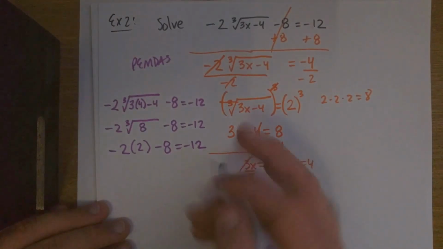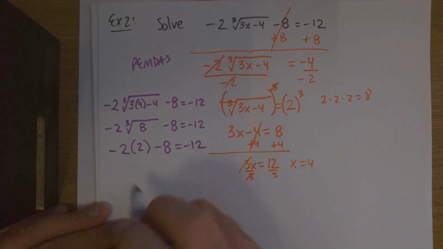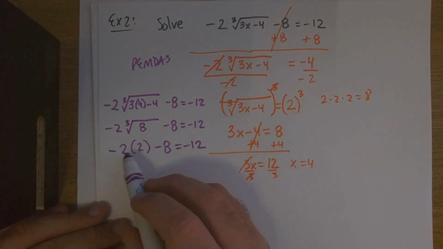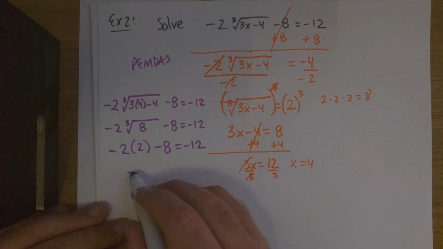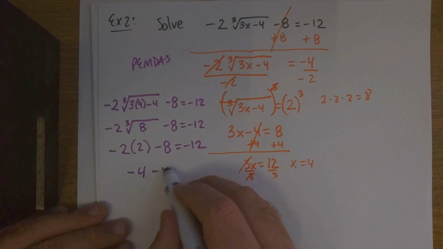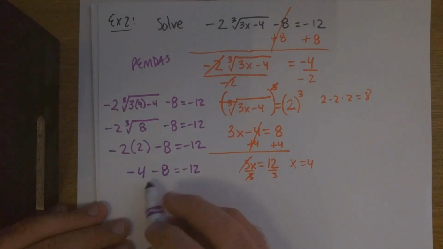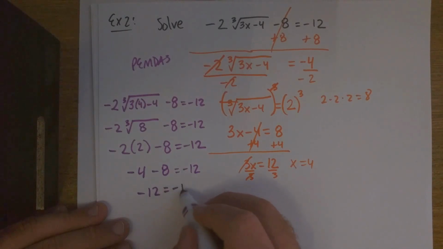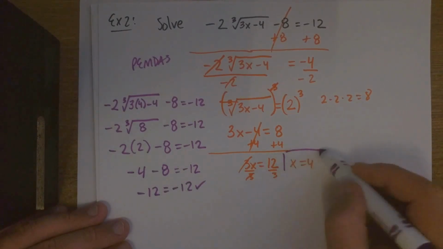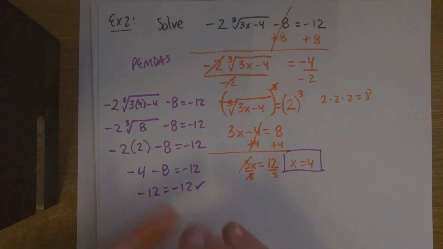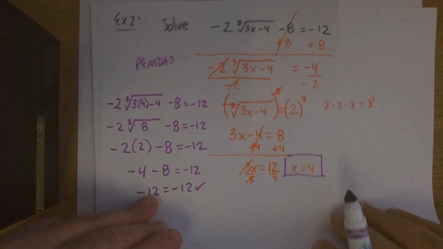Okay? Order of operations says I should multiply this before subtraction. So negative 2 times 2 is negative 4. I bring the minus 8 down, equals negative 12. Negative 4 minus 8, if you calculate that, is negative 12. And so it does indeed work. Again, you have to check that.